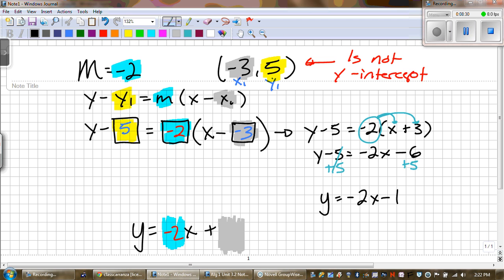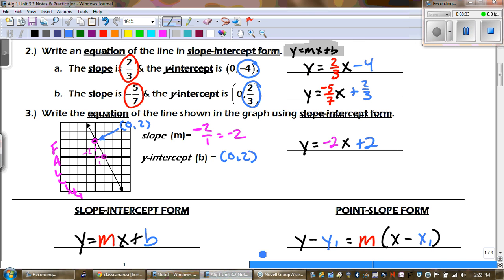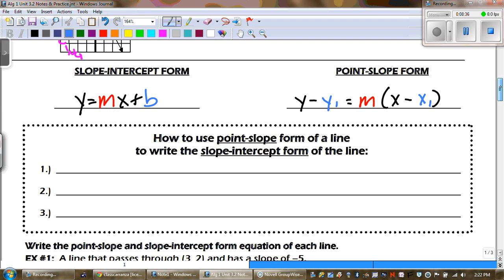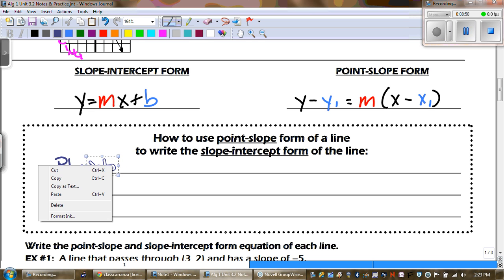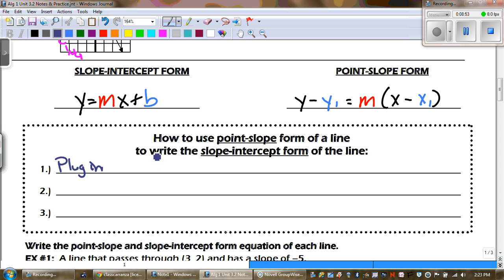So those are the types of problems that we're going to be doing now. So how to use it? Well, what was the first thing that we did? The first thing we did was plug in the point. So we're going to plug in the x1 and the y1 and the slope, which is m. So the first thing we did was plug in.